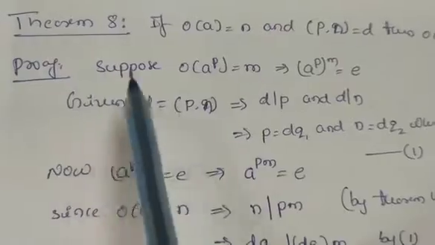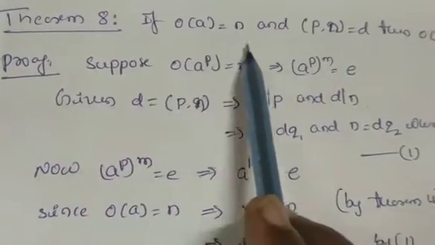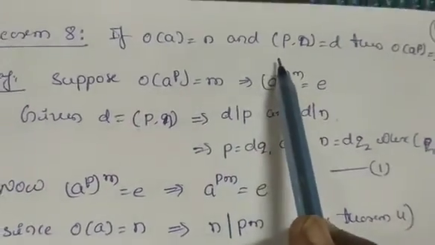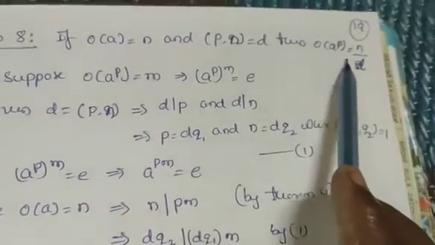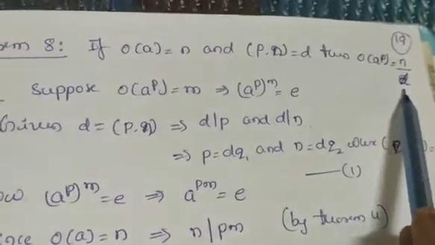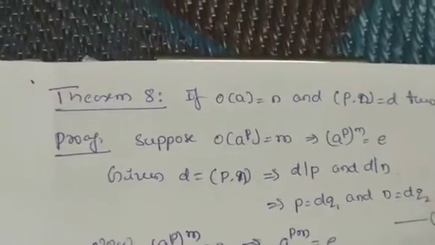Let us take one more theorem. If order of a is equal to n and GCD of p and n is equal to d, then order of a raised to p is equal to n divided by d. So the meaning of GCD is like this. Just now I will tell you.